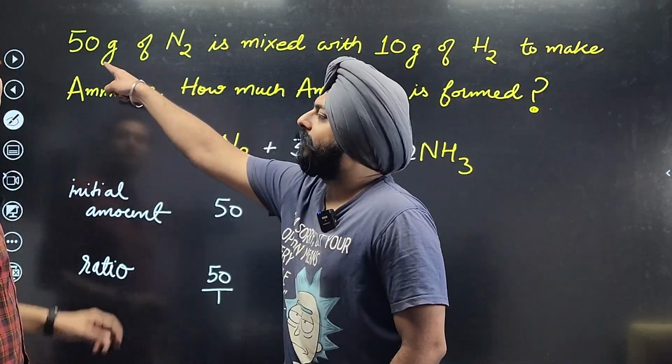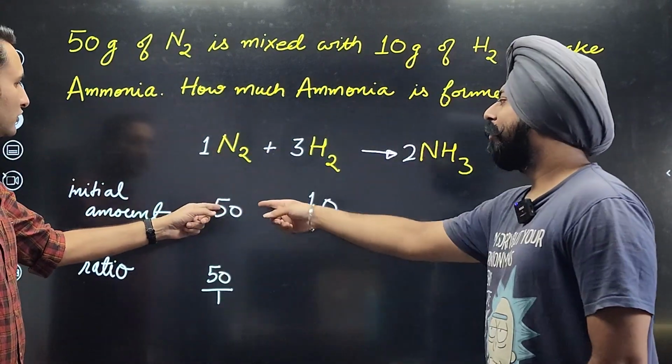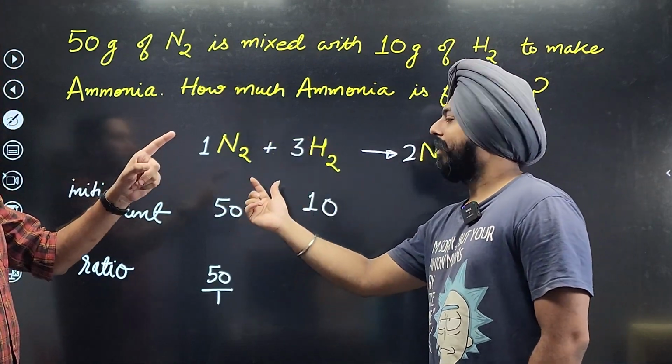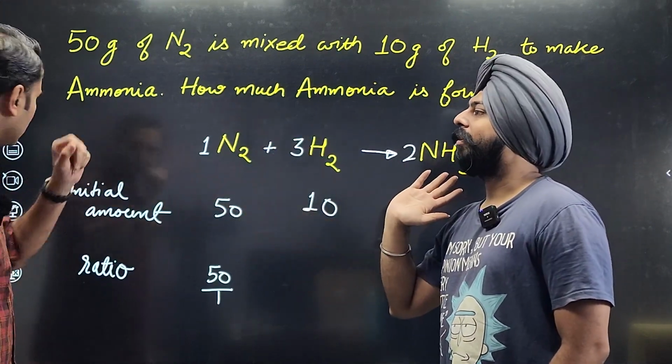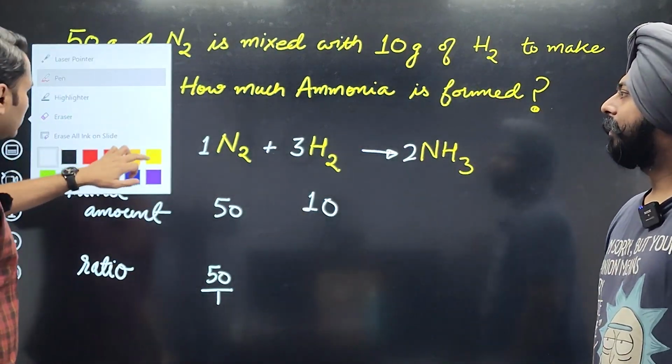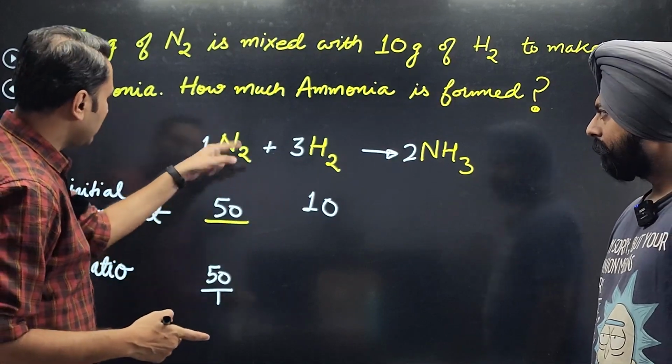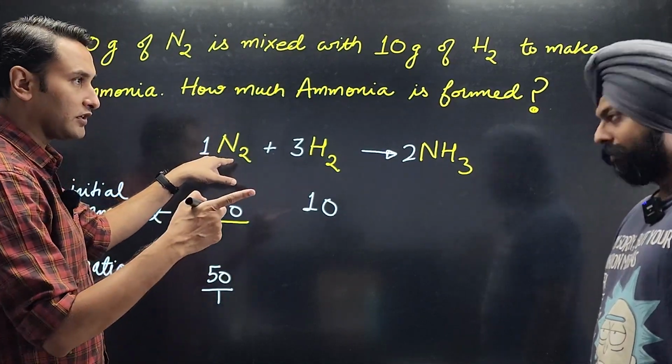ये क्या दिया है? अच्छा, ग्राम. यहाँ पे अपने को क्वांटिटीज लेनी है, ग्राम नहीं लेने. विच आर मोल्स, राइट? नंबर ऑफ एटम्स लेने हैं यहाँ पे. सो नंबर ऑफ एटम्स अपने होते थे 50 डिवाइडेड बाय नाइट्रोजन का जो मॉलिक्यूलर मास है.